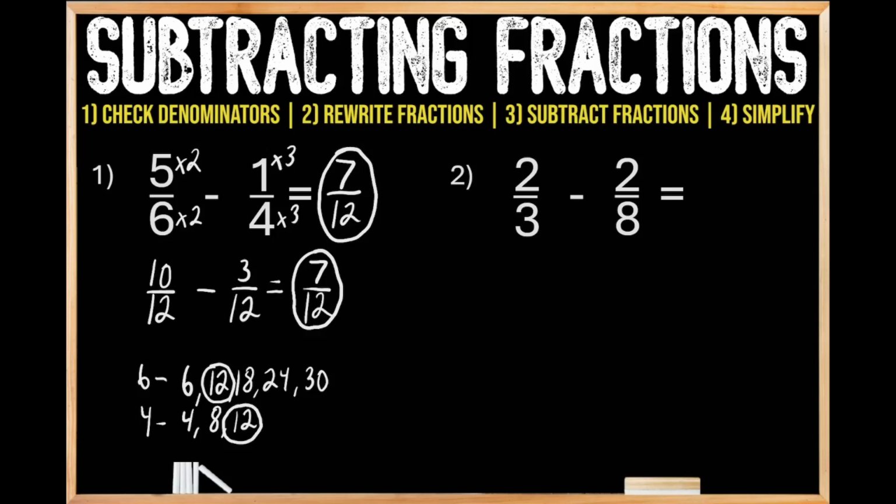Now moving on to question number 2, where this time we're being asked to subtract 2/8 from 2/3. Now remembering our first step is to check our denominators, and since we have two different denominators here, we need to find a common denominator for step number 2, where we're going to rewrite these fractions. And this time, we're going to multiply the value of our denominators in order to find a common denominator. And when we multiply 3 times 8, we get 24.